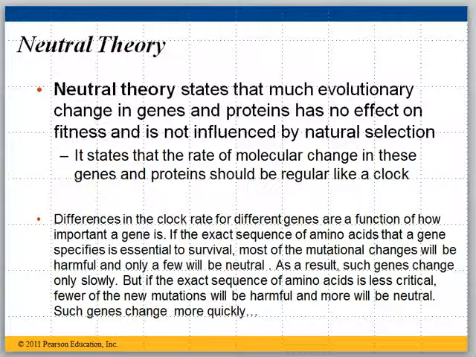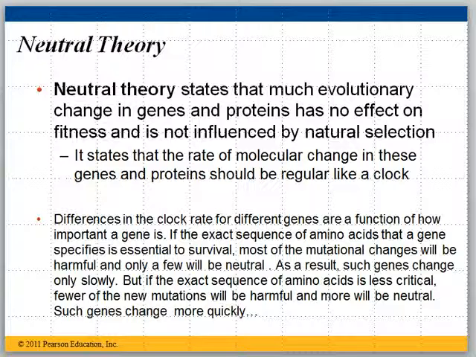Differences in the clock rate for different genes are really a function of how important that gene is. If that gene is particularly important, if the exact sequence of amino acids that a gene specifies is essential to survival, most of the mutational changes will be harmful and only a few will be neutral. And as a result, such genes change only very slowly. Like we were talking about the genes that code for the ribosomal RNA, they change extremely slowly because for the most part changes are detrimental and get weeded out, don't get passed along.